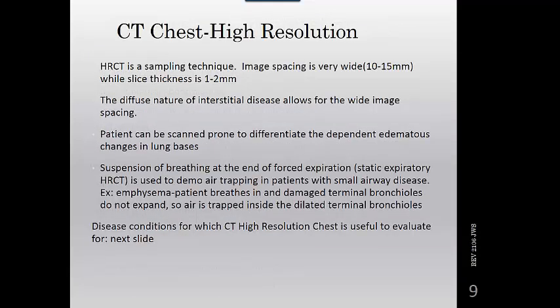A non-contrast protocol for CT thorax called high resolution chest, or HRCT, is useful for evaluating interstitial disease. HRCT is a sampling technique, meaning that the image spacing is very wide. It's 10 to 15 millimeters between the slices, while the slice thicknesses are very, very small, from 1 to 2 millimeters. I don't know why I keep saying milliliters.